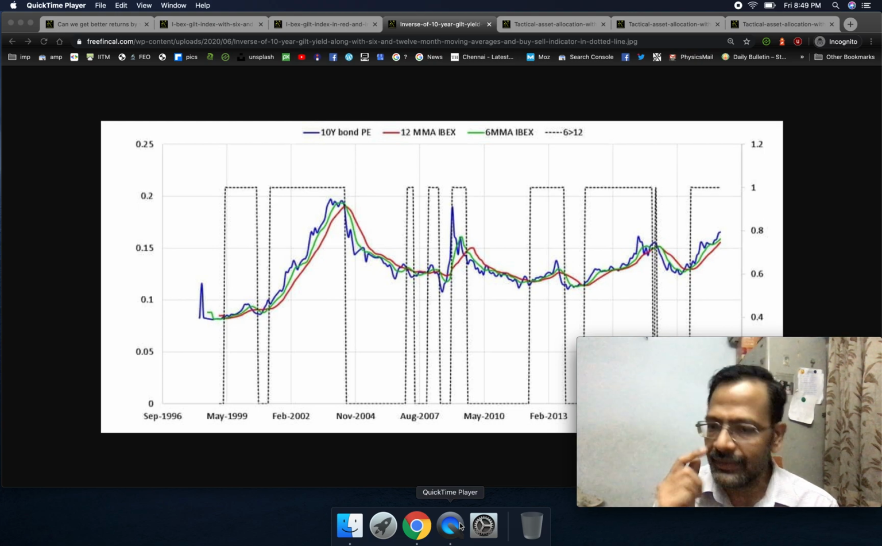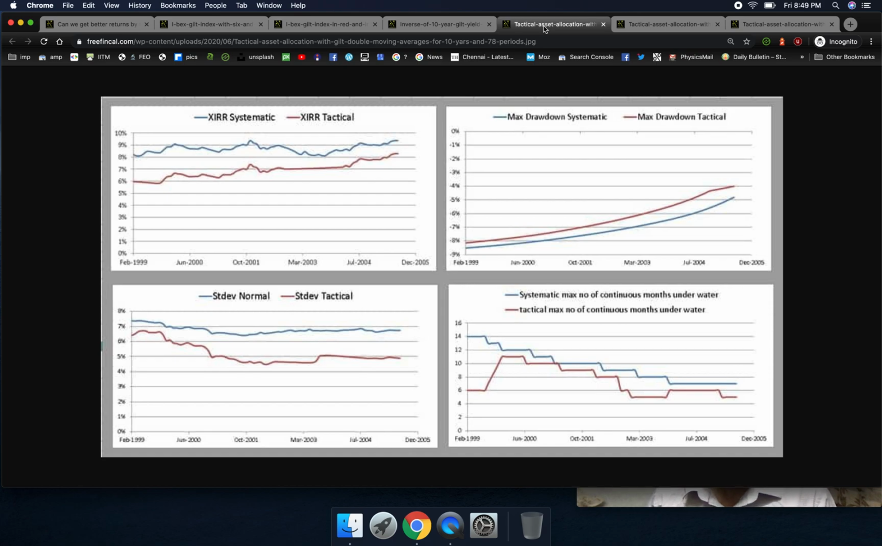So we're going to use this as the initial timing indicator, and we're going to do a tactical back test. And so this is the tactical back test. I'm going to keep my face out for this. On the result of the tactical back tests, we have about 78 data points in every colored line here, and this is over 10-year periods.